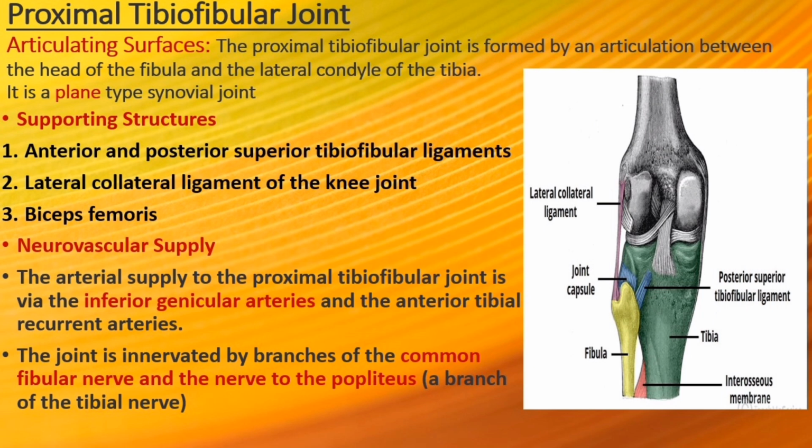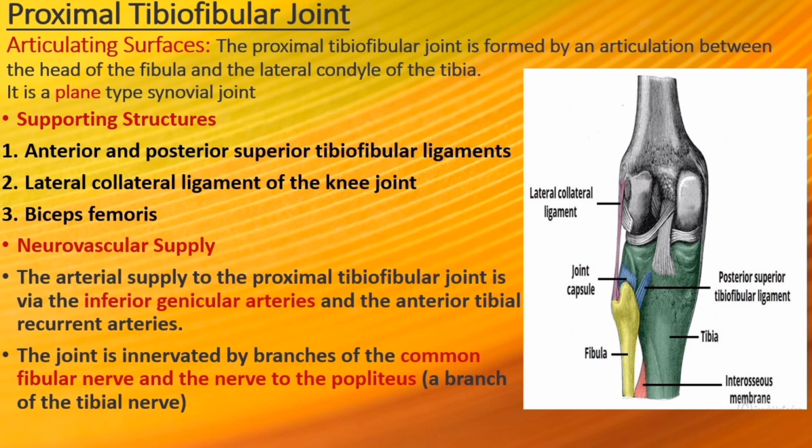Proximal tibiofibular joint. Articulating surfaces. The proximal tibiofibular joint is formed by an articulation between the head of the fibula and the lateral condyle of the tibia. It is a plane-type synovial joint, where the bones glide over one another to create movement.